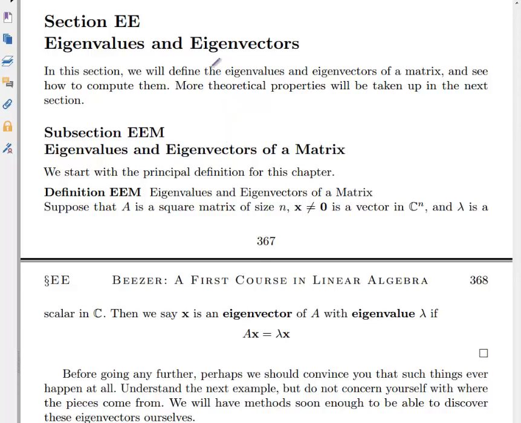Okay, so now we're going to talk about something called eigenvalues and eigenvectors, which are enormously important in mathematics, not just in linear algebra, but also in differential equations, in real analysis, operator theory, engineering, physics. Extremely, extremely important. You could say that quantum physics is based on eigenvalues and eigenvectors. So I'll leave you with that.